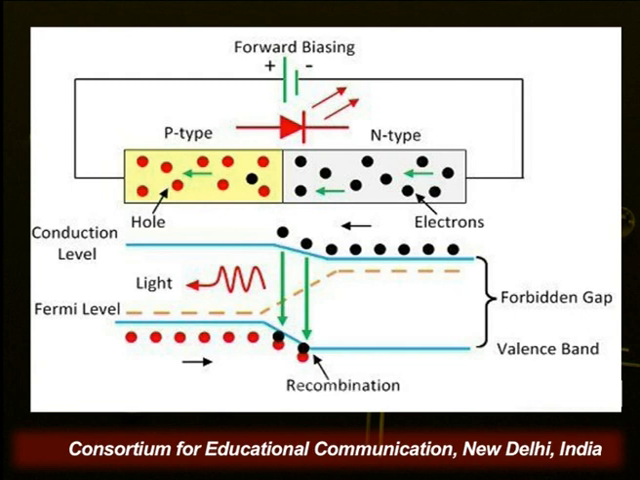You see the conduction band and the valence band at the bottom, and in between there is a Fermi level and a forbidden gap, and when there is a recombination of the electrons and holes, only in the forward direction, the light will be emitted. You see that this light is emitted. So LED is connected in forward bias, which allows the current to flow in the forward direction. The flow of current is because of the movement of the electrons in the opposite direction.